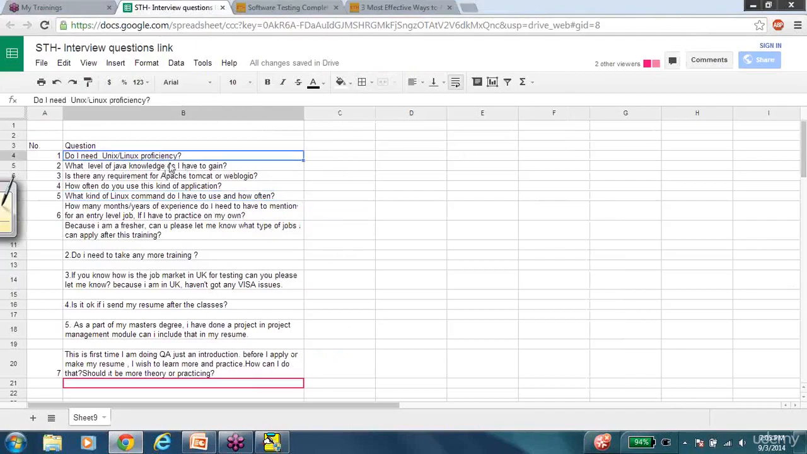Do I need Unix or Linux proficiency? So this again depends. If you are looking for a Linux or Unix job, then you definitely do. But if it belongs to one of those good to have or the 15% of skills, you can ignore.